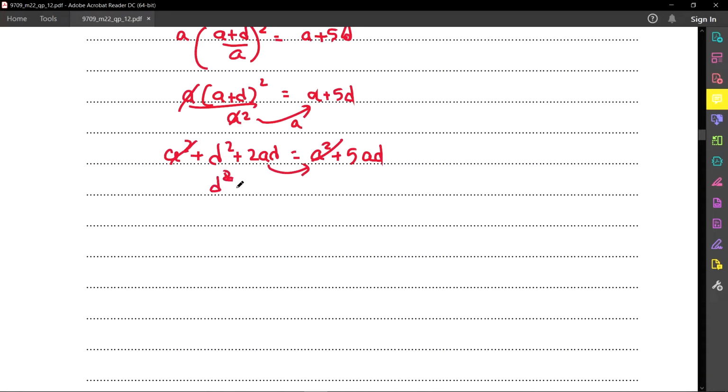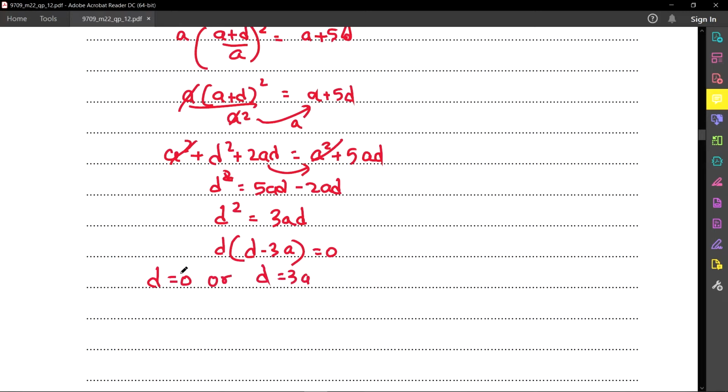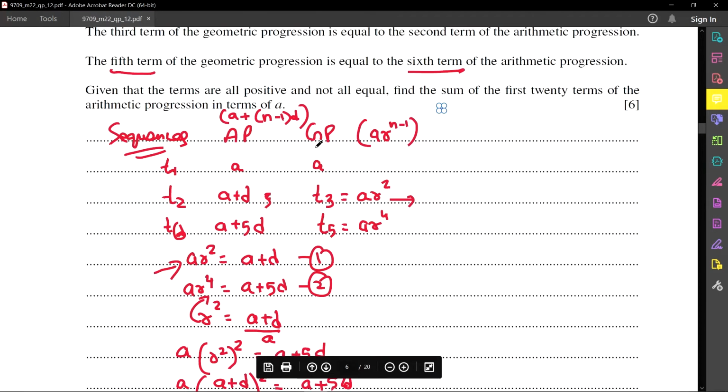D square is 5ad minus 2ad. So d square is 3ad. So this can be done in a different way. When you take d common, d into d minus 3a equal to 0, which means d equal to 0 or d equal to 3a. When d is 0, it doesn't give an arithmetic sequence, so this is ruled out. So d equal to 3a. So we got d in terms of a, which is 3a.